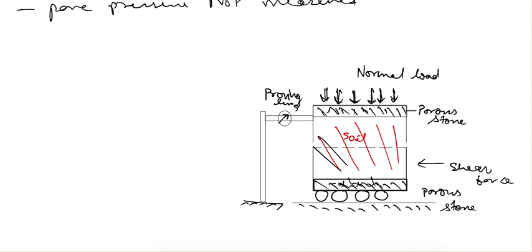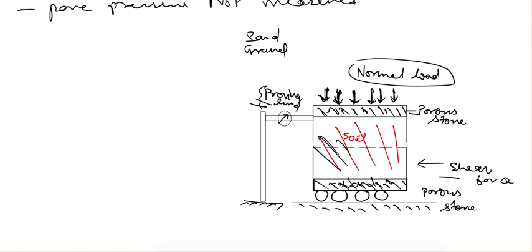Here we apply shear force, and here we apply some normal load. So this is the soil, and on the top and below we keep the porous stone, so even if water is there it will drain out. And we do this test just for sand or gravel, and as we apply the shear force, that value of shear force is measured using this proving ring arrangement, and from the top we apply the normal load.